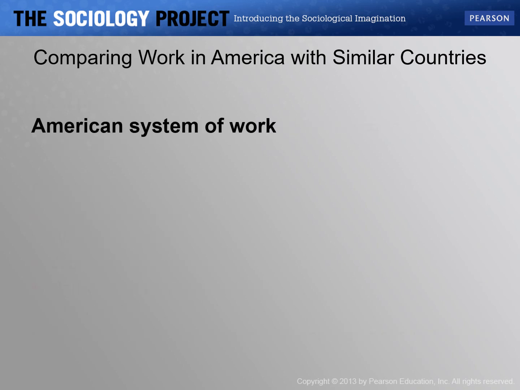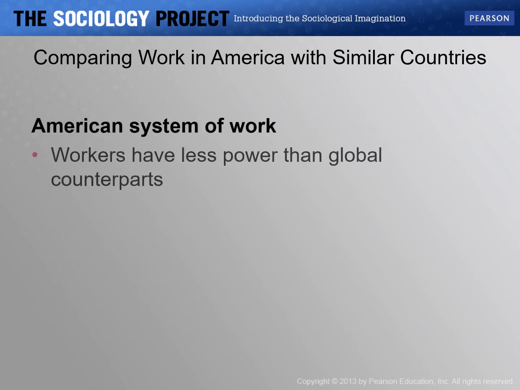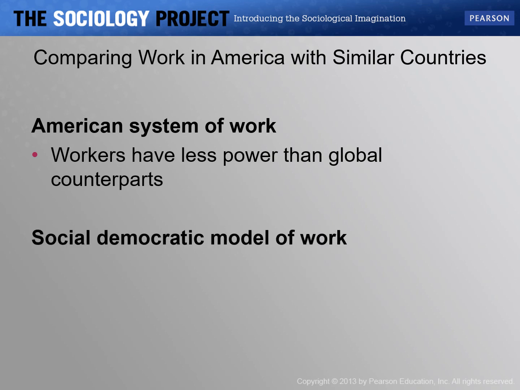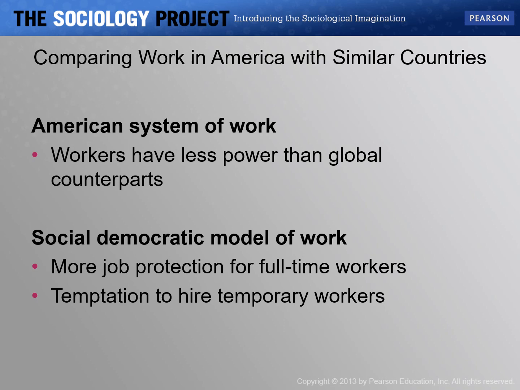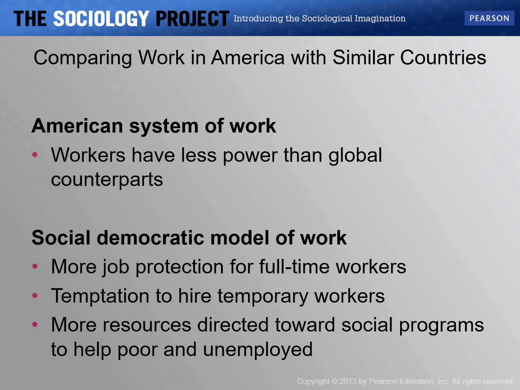An American system of work is different in that workers have less power than global counterparts. In the social democratic model of work, there's more job protection for full-time workers. The temptation to hire temporary workers is also there, and more resources are directed towards social programs to help the poor and unemployed, such as childcare and other support models.